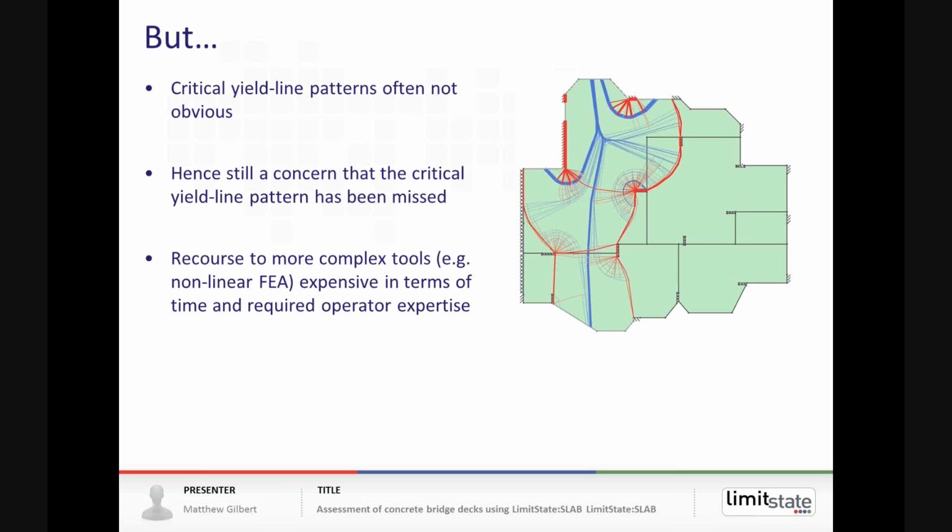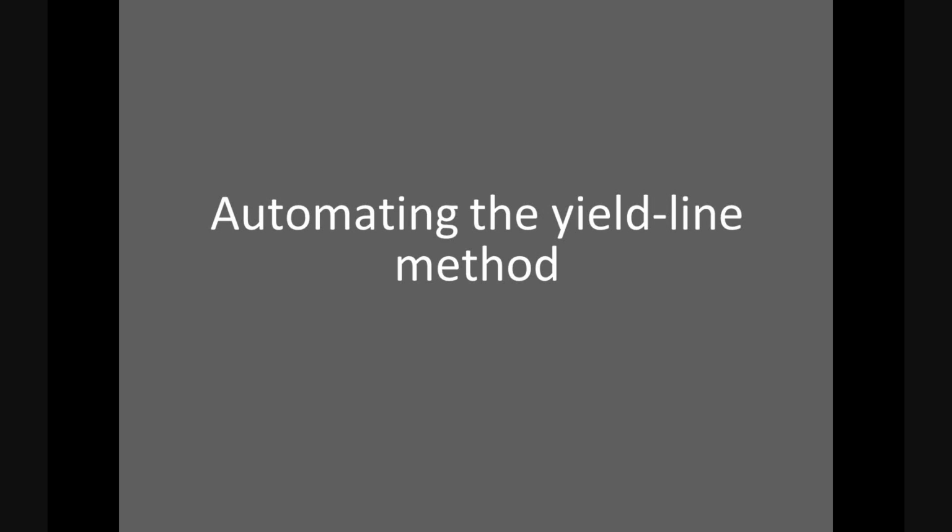Perhaps most bridge failure mechanisms would be slightly less complex than that, but still there is a concern that the critical failure mechanism might be missed with a simple tool of the sort that was adopted in COBRAS. On the other hand, as we mentioned, moving to nonlinear finite elements, for example, is expensive in terms of time and operator expertise. So the ideal scenario would be to automate the yield line method, which is what we've focused on doing.